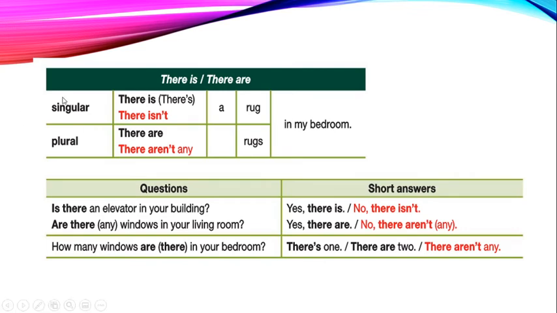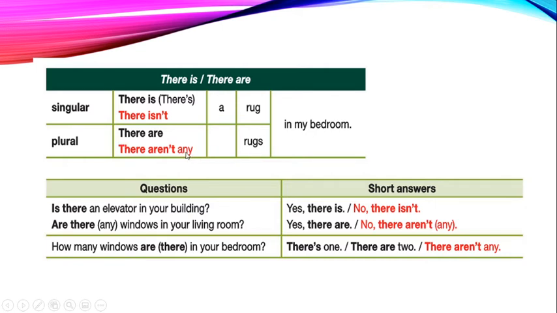This is the same, for example, singular, there is or there's, contracted, a rug in my bedroom. There isn't a rug in my bedroom. When we talk about plural, you see, we don't need to use a or an because a or an is just for one. Okay, it means just one. There are rugs in my bedroom or there aren't any.